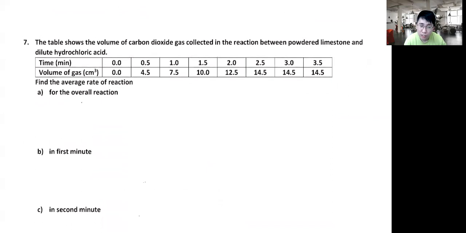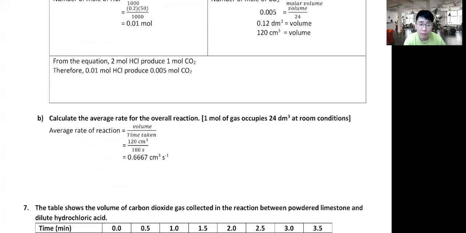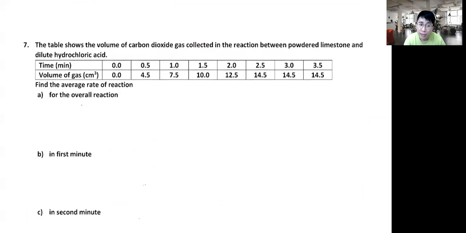Okay, and next one, question number 7. Guys, pause here if you want to. Question number 7, you have to find the overall average rate of reaction. You can see time going across: 1 minute, 2 minutes, 3 minutes, 3.5 minutes, with the volume of gas given to you. Do you see that at one point the volume of gas stopped increasing? At 14.5 it becomes a straight line already. It becomes constant. That means you are not having any gas coming out, that your reaction has completely reacted and is finished.